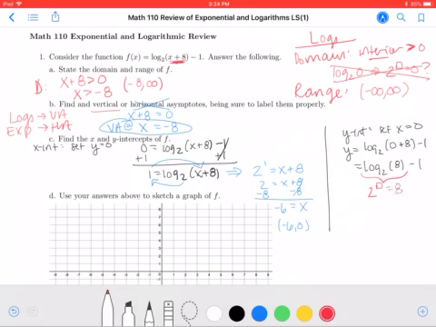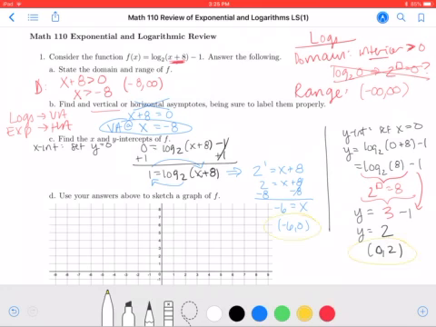Well, 2 to the first is 2. 2 squared is 4. Oh, 3. 3 is the answer for log base 2 of 8. I still have that minus 1. I don't want to lose that. So my answer is really 3 minus 1, or 2. So my y-intercept is at the point 0, 2.